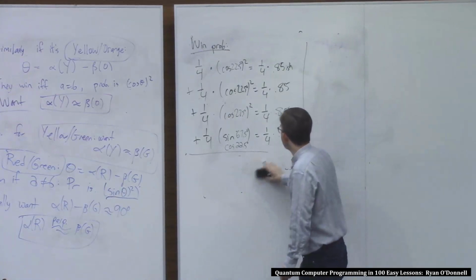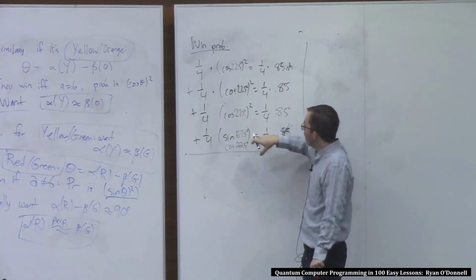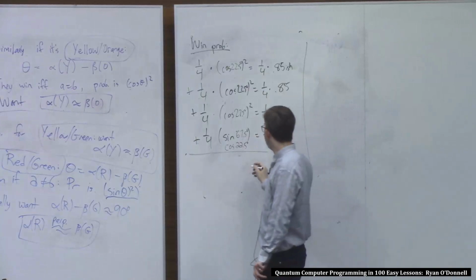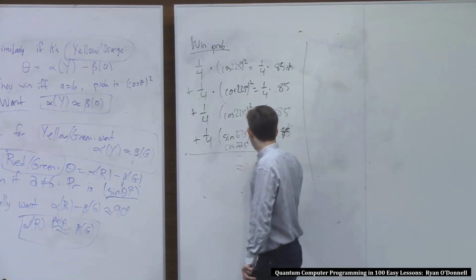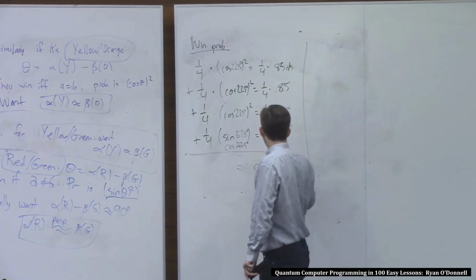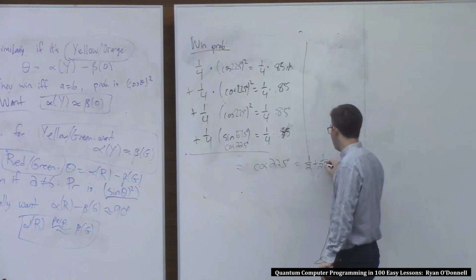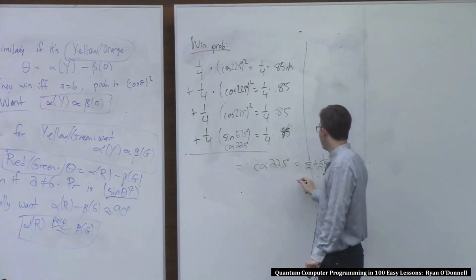Yeah, so this averages out. So here you've set it up so that you do equally well in all four of the cases, and that equally well is cosine 22.5 degrees, which I think is 1/2 plus 1/2 root 2 for some reason, but anyway, it's about 85%.